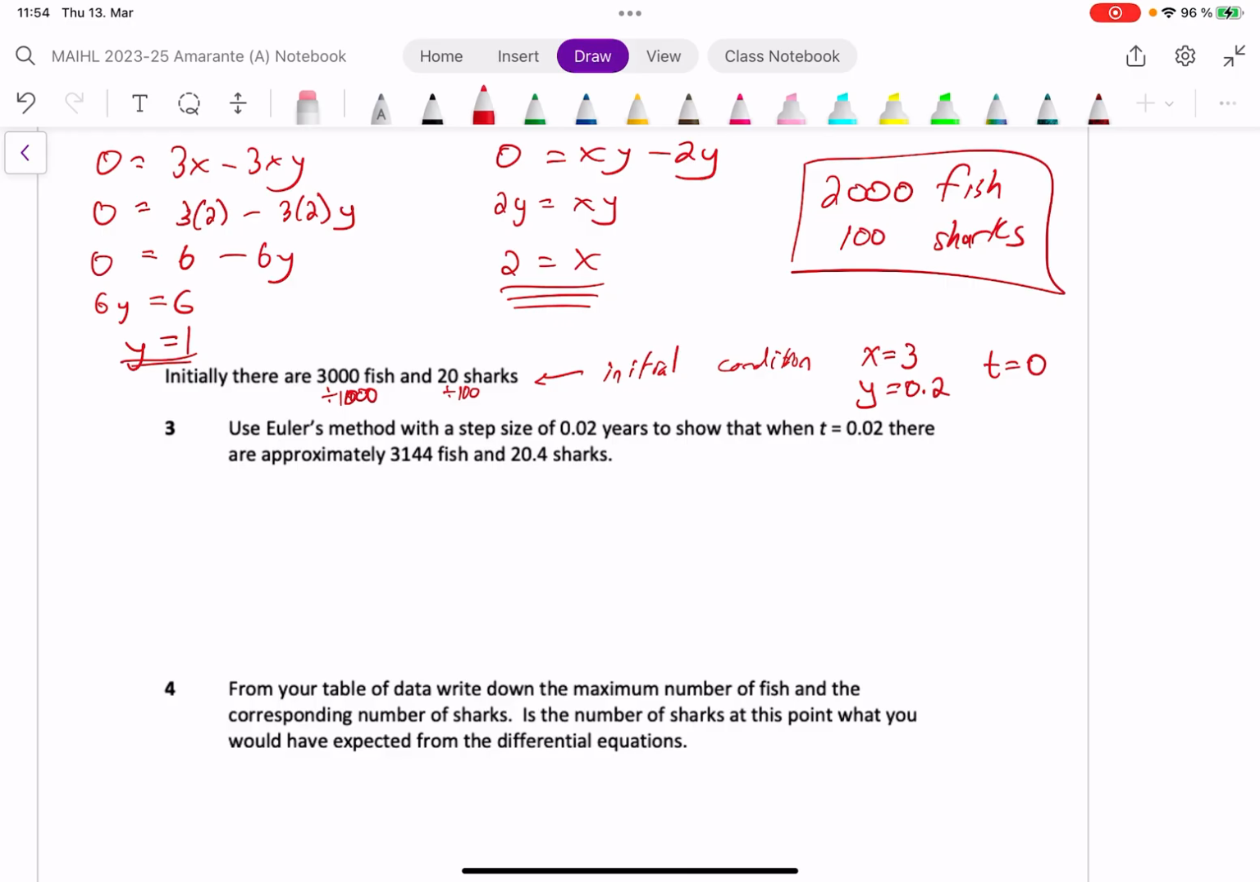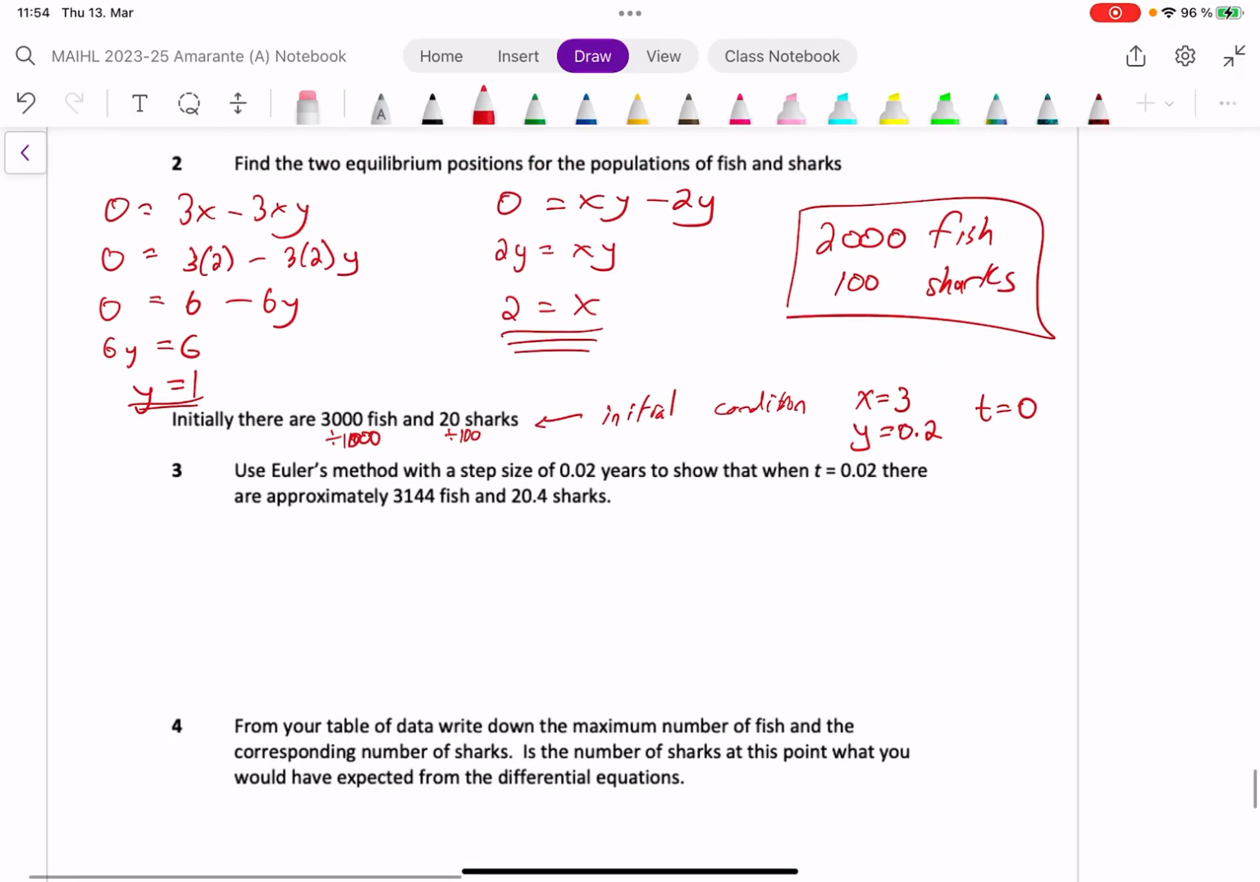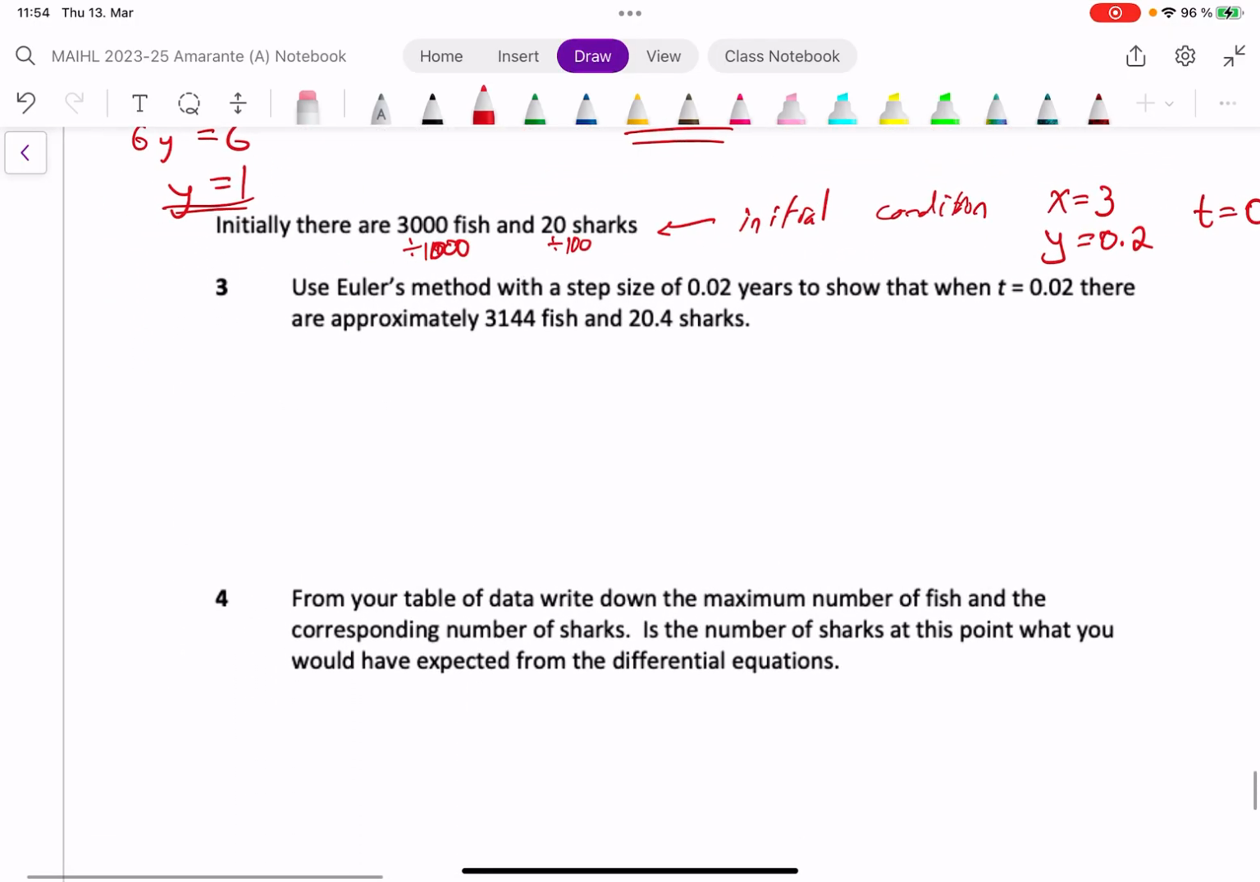So then it says, okay, let's use Euler's method with a step size of 0.02 years to show that when t equals 0.02, there are approximately this many. Right, so these are the answers we should get. Let's figure out how to actually do it. So we have to set up our 3 sequences, just like we did when we were looking at our approximate solutions.